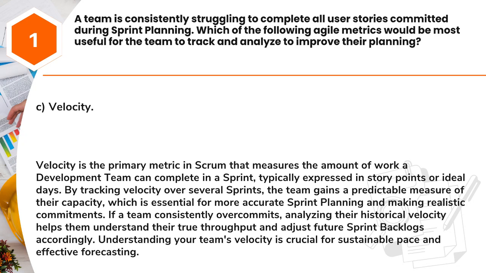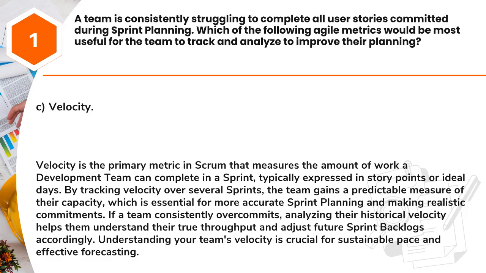Answer: C. Velocity. Velocity is the primary metric in Scrum that measures the amount of work a development team can complete in a sprint, typically expressed in story points or ideal days. By tracking velocity over several sprints, the team gains a predictable measure of their capacity, which is essential for more accurate sprint planning and making realistic commitments.